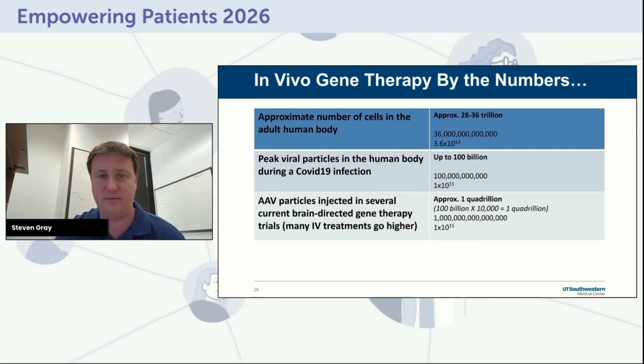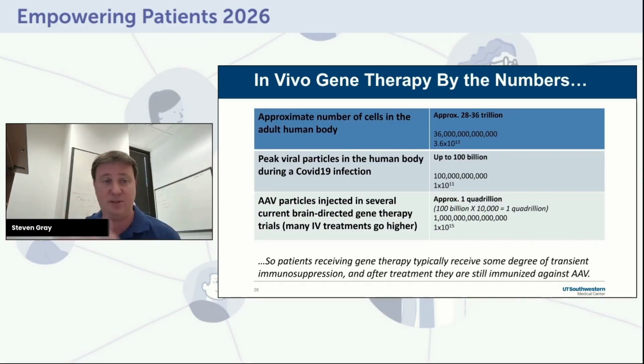It's many more virus particles than you have cells in your body, just due to some of the limitations in the efficiency of AAV. And so you can do this, and in many cases it's been done safely, but patients would typically receive some type of transient immunosuppression, and also after the treatment, they would be immunized against AAV one way or the other, and that has blocked attempts so far to redose patients.